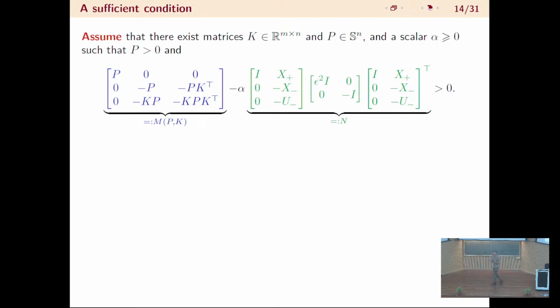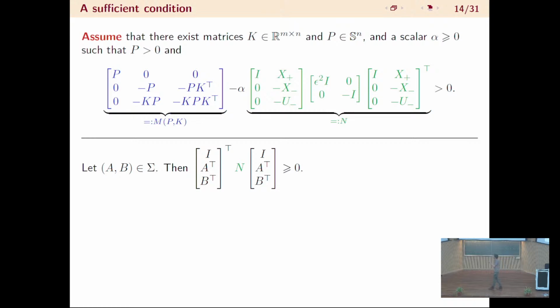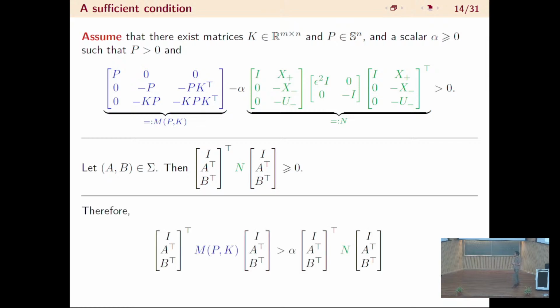Okay, let's see what happens then if I do that. So let's say that we take some arbitrary system consistent with the data, AB. Since AB is in sigma if and only if this quadratic matrix inequality holds, we know that indeed this inequality is satisfied. What I do now is I multiply the inequality that we have here on the top from left by identity AB and from right by the transpose of that matrix.